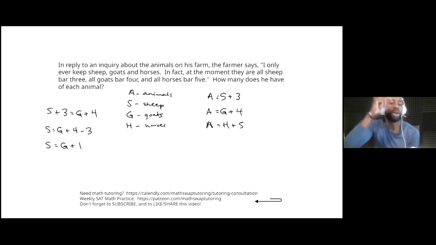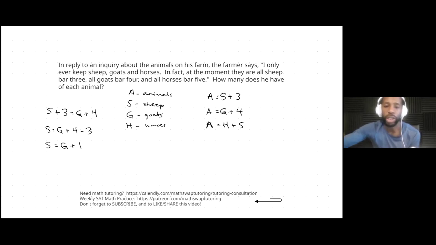Okay. So how does that help us? So that means the number of sheep is equal to the number of goats plus one more. Okay. So the question is, how can we use that? So what I can do is I've now gotten the number of sheep in terms of the number of goats. So I'm going to plug this back into this equation here.